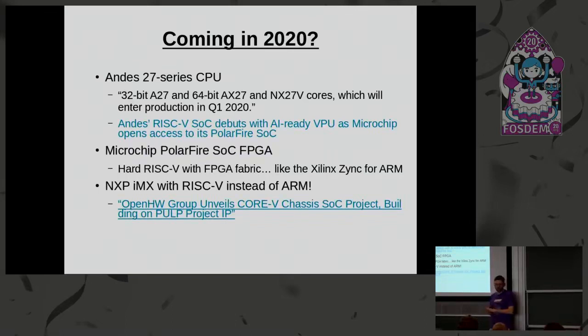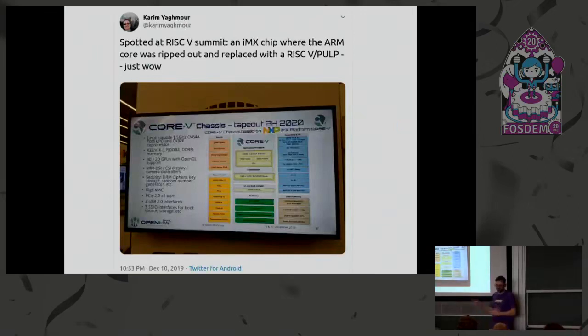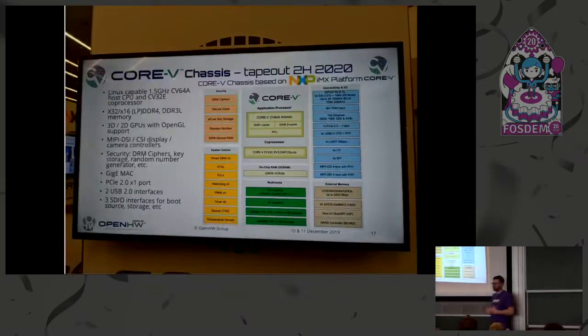And then the one I'm most excited about, which I saw one of my friends tweet about at the RISC V Summit, was NXP is working with this organization called the Open Hardware Group to produce a RISC V i.MX style SoC. If you've heard of the Freescale i.MX6 or i.MX8, they're pretty popular for embedded Linux systems. You see them in a lot of different boards. I think the idea here is something that has the peripherals that you would normally have in an i.MX system with a RISC V core instead of an ARM core.